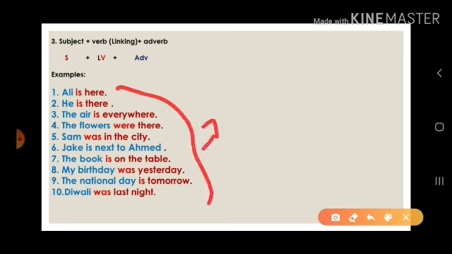Ali is here. He is there. The air is everywhere. The flowers are there. Sam was in the city. Jack is next to Ahmed. The book is on the table. My birthday was yesterday. The national day is tomorrow. Diwali was last night. These all are examples of subject plus verb plus adverb.